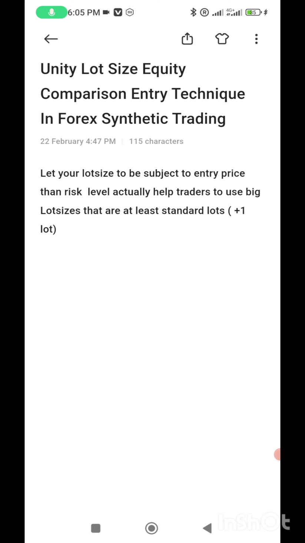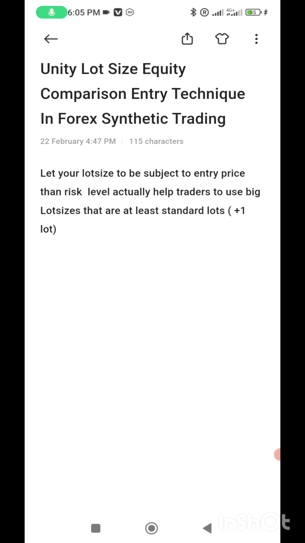I look at what some traders or all the traders are passing through, and I go ahead and make long-term research and bring out the solution. Right here, the topic is unity lot size, equity comparison, entry technique in forex synthetic trading. So I'm going to give a little explanation about this, and then go to MT5 for practical application of this. What does this trading mean?